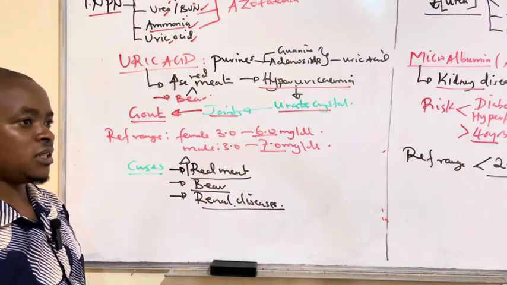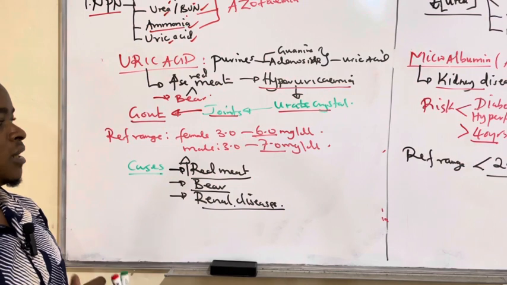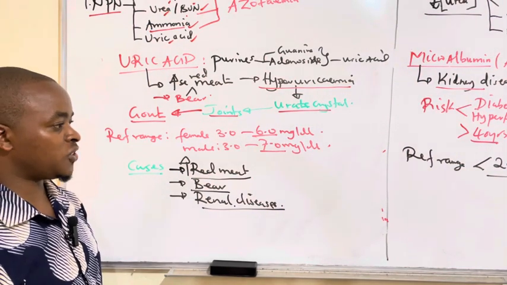And this uric acid is determined in the laboratory by the uricase method. And that uricase method, we shall look at it in the next videos.